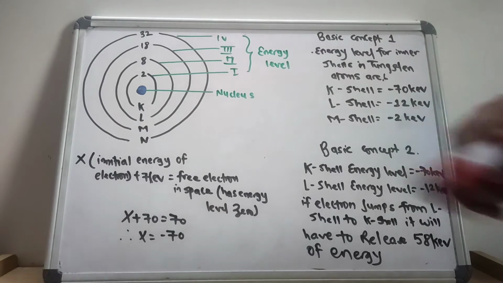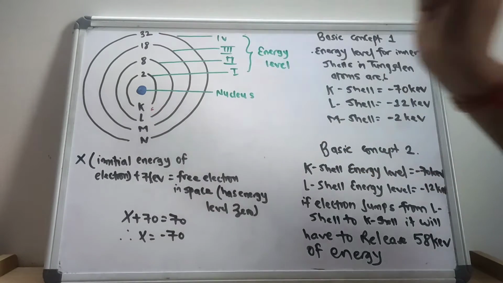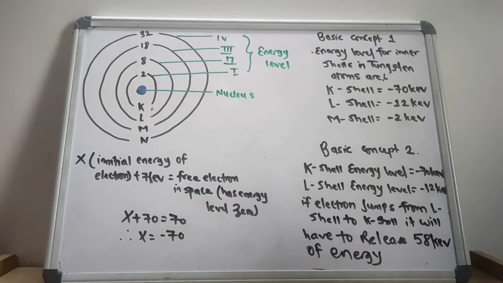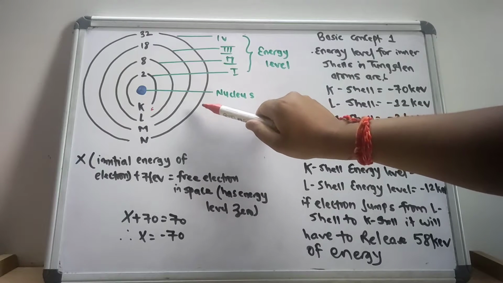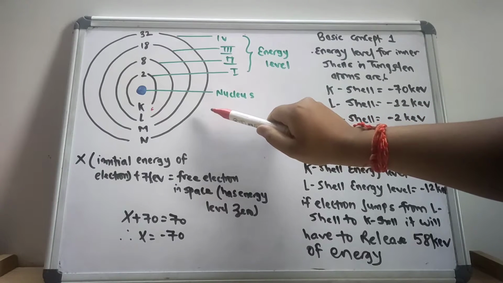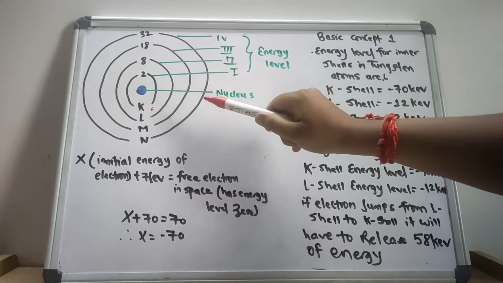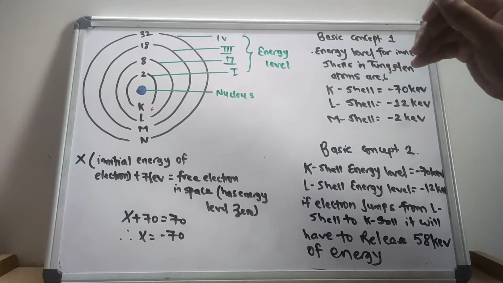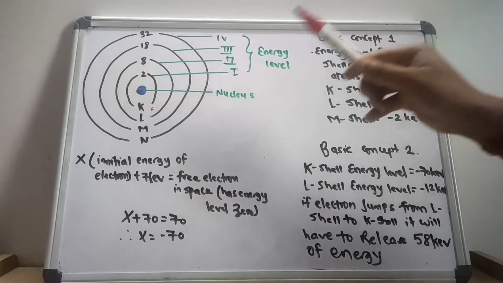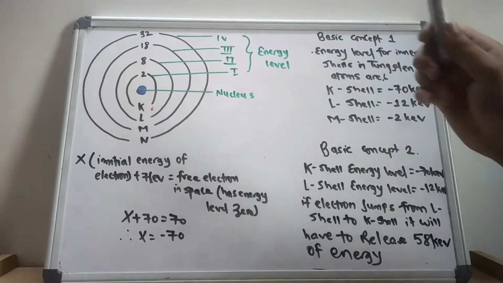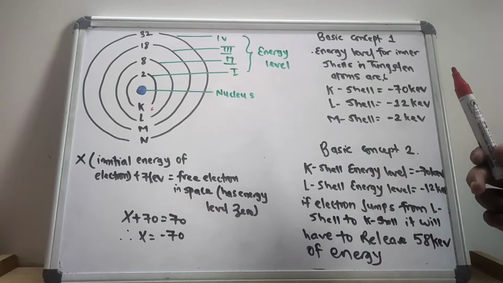So let us consider the K shell. In this image, the K shell, the electrons in the K shell, there are 2 electrons in the K shell.